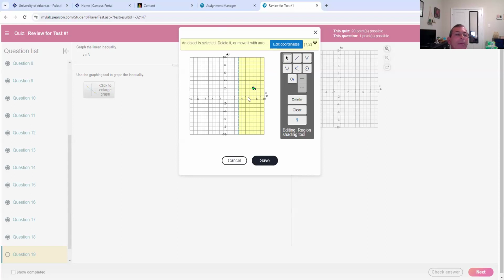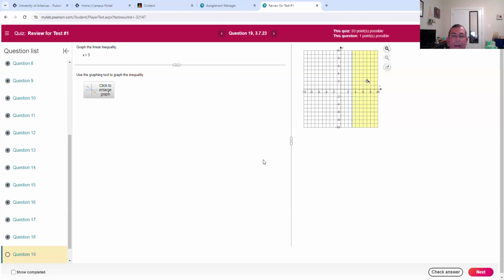Good job. Remember, any x value on the right side that is shaded, all these x values are greater than that x value of 3 there. So y'all just remember that. X equals a number is a vertical line, okay? It goes through the x-axis at that point. Oh, y'all, so then we hit next.